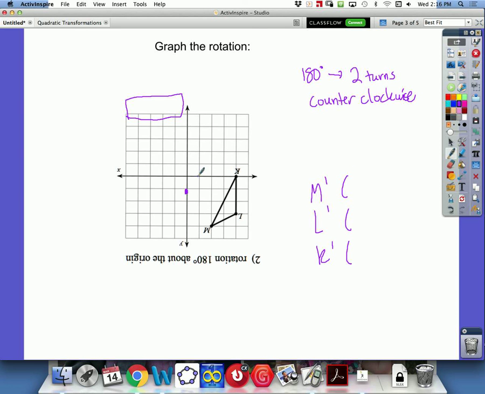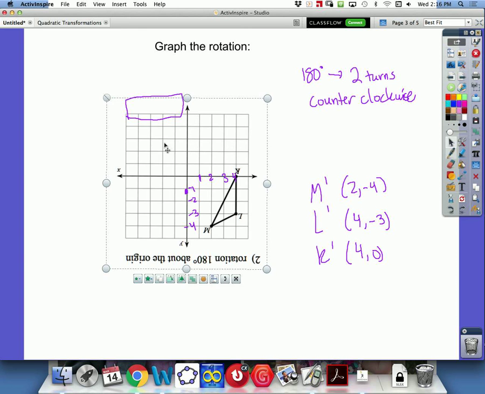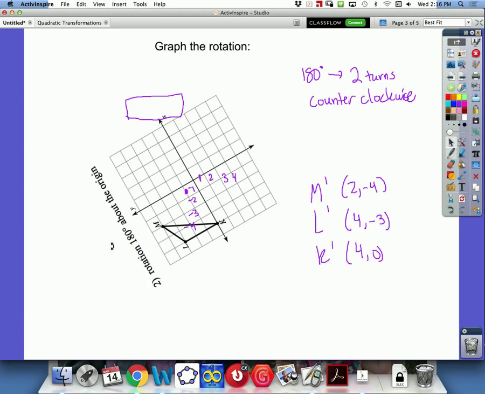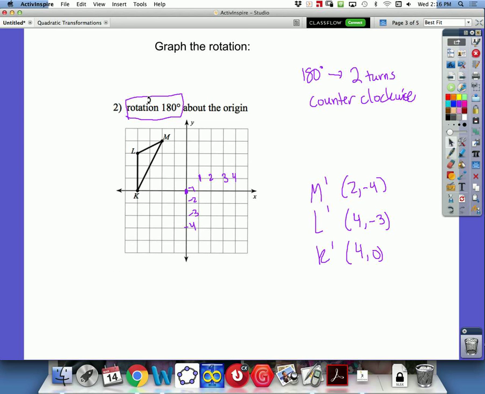And now if I look at K up here, it's at 1, 2, 3. It is at 4, 0. My L is at 4, -1, -2, -3. And my M is at 2, and it's down here at -4. So once I have these coordinates written down, now we can rotate the shape back the way it was.